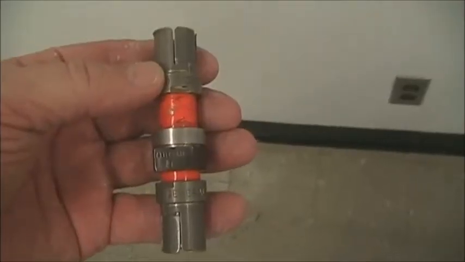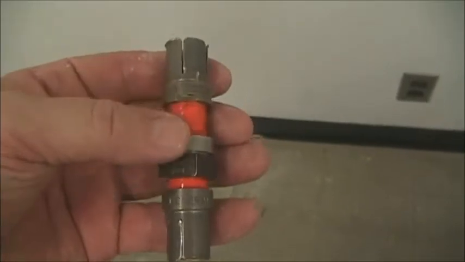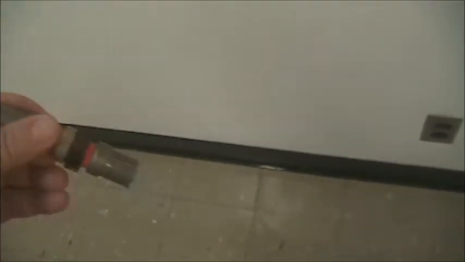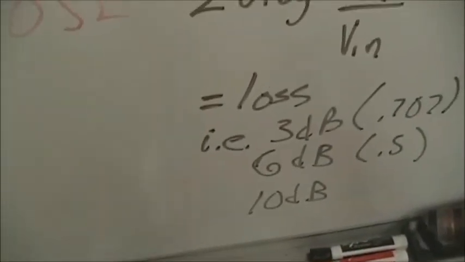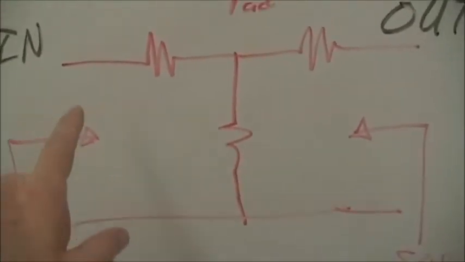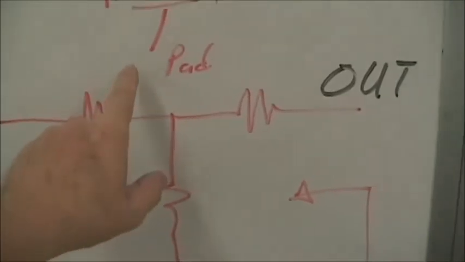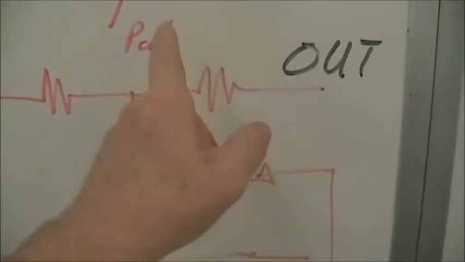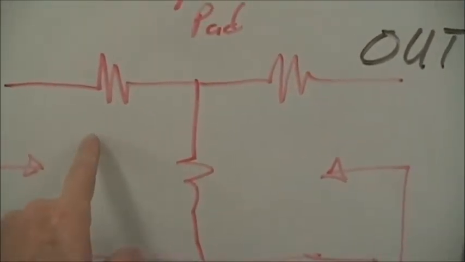So before we test this pad, or 3 dB pad we call it, or attenuator, let's look a little bit at the circuit. Okay, there's 2 types of pads, typical. This is called a T pad for this T shape. It involves 3 resistors.